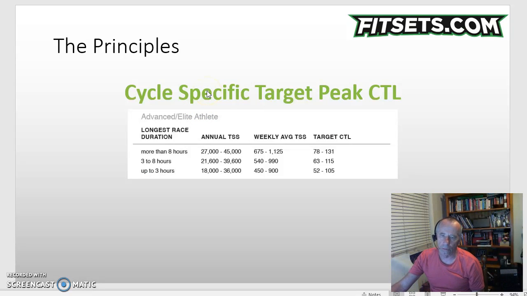There are some tables around cycle specifics. If you're not a triathlete and you do long distance cycling, we're not going to go through these. These are available in Training Peaks. You can do some searches and pick up those tables around target CTLs. Again, it does depend on the intensity you're doing, the level you're at now, and the time you've got to train. Exactly where you fit on those target CTLs is broad, because they are pretty broad. 52 to 105 is a really broad window, as is 78 to 131.